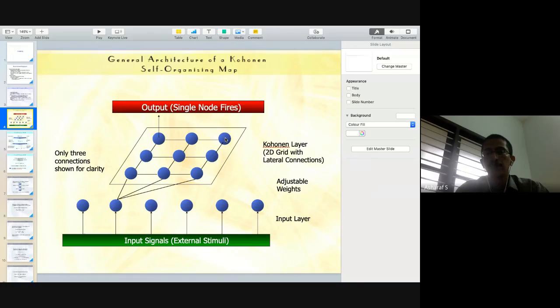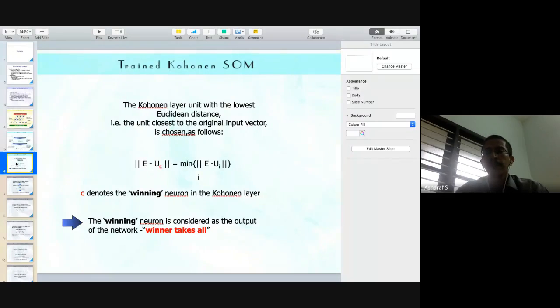So then what happens is, that's the interesting part. The Kohonen layer unit with the lowest Euclidean distance, what does it say? That will be the unit which is closest to the original input vector.